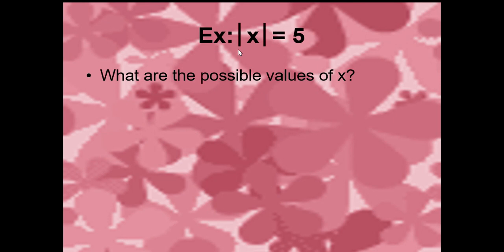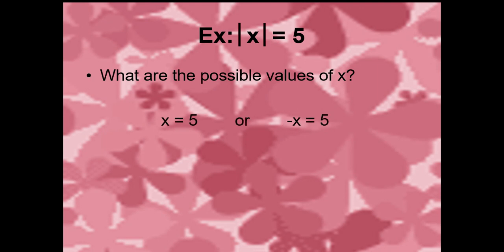Now, what is absolute value? Example, absolute value of x is equal to 5. Okay. What are the possible values of x? What can I have here instead of x? I could have 2 possible values. Why? Because I know that if x is 5, it gives me 5. And if x is -5, it gives me 5 also. So I have 2 possible values inside.